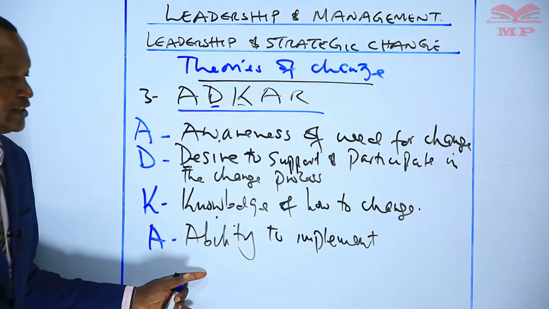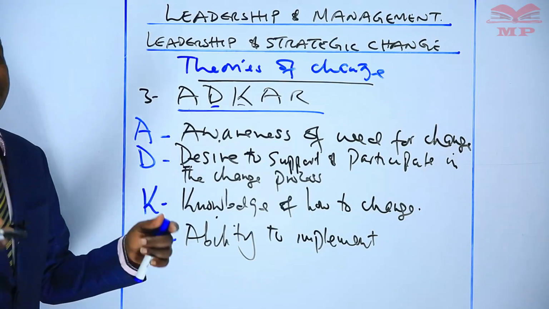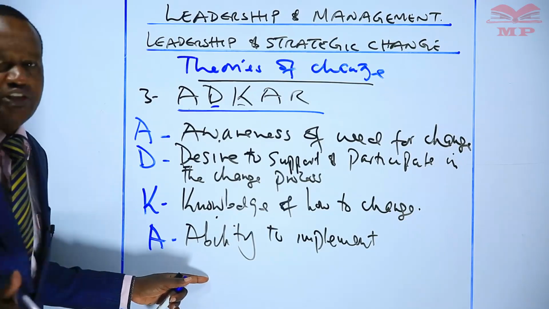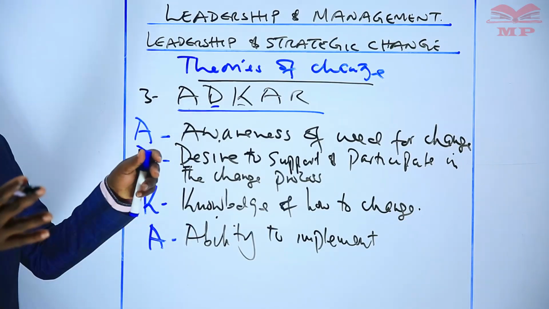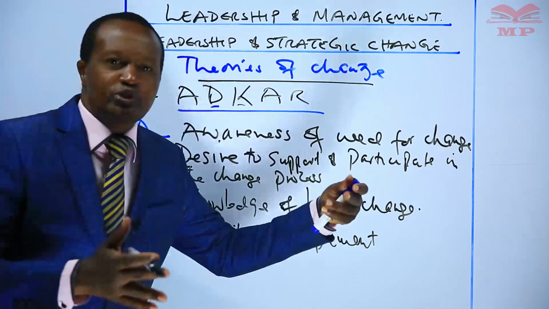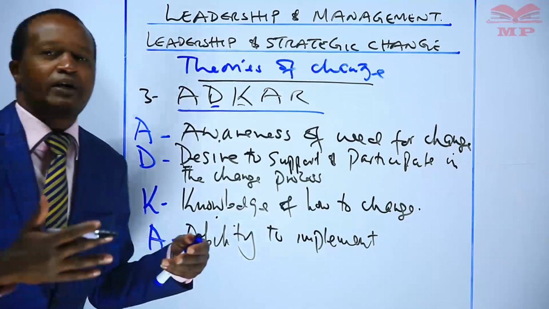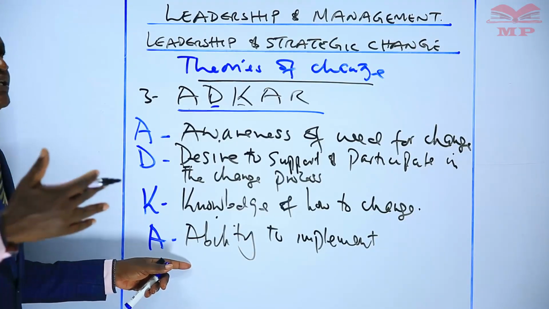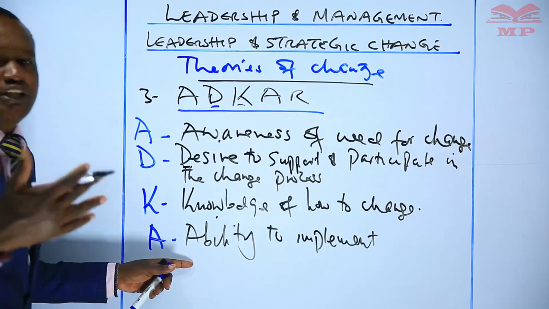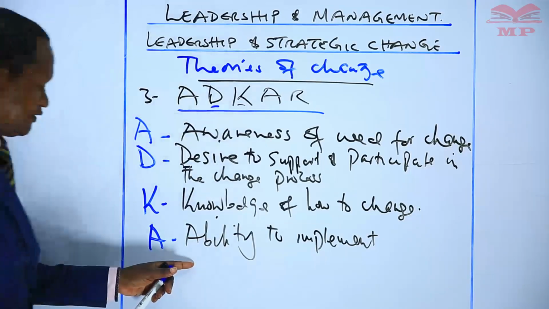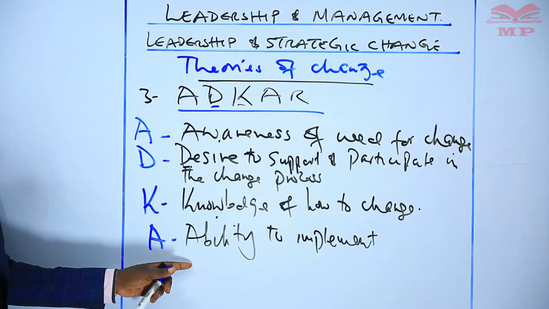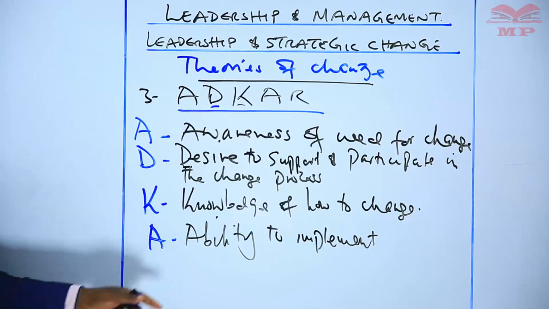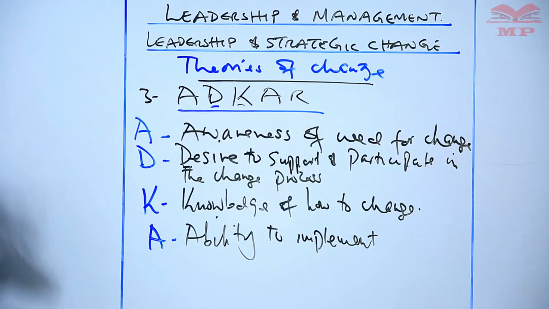Now, candidates, ability represents the realization, or I can say the execution of the change. Ability is turning knowledge into action. And it's achieved when a person or a group has the demonstrated capability to implement the change at the required performance levels. All right? A stands for ability to implement.